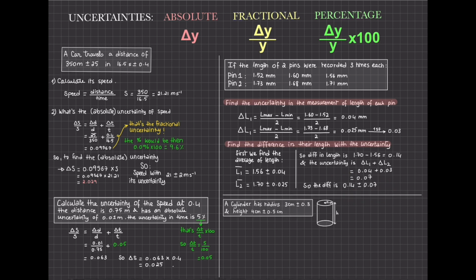Last question, it's something very, very important. If we have a cylinder that has a radius of 3 centimeter plus minus 0.3 and a height of 4 centimeter plus minus 0.5, you're asked to find the volume and the uncertainty. So we know that volume is equals to pi r squared h, so 3.14 times 3 to the power of 2 times 4. So far we're just calculating the volume normally.